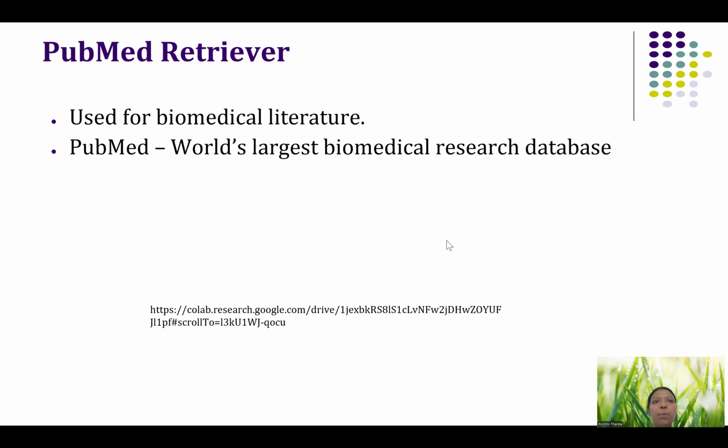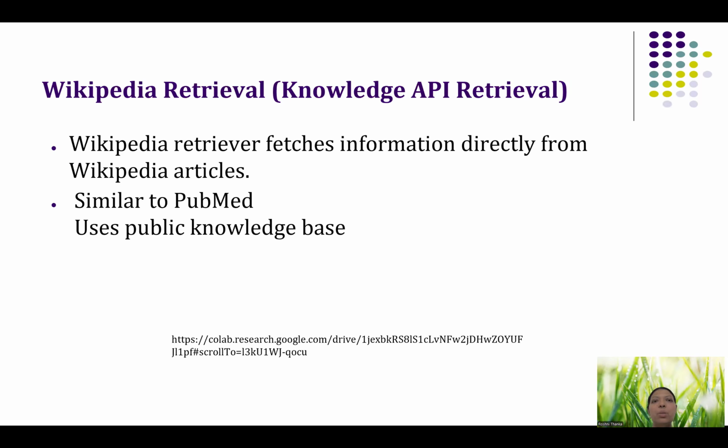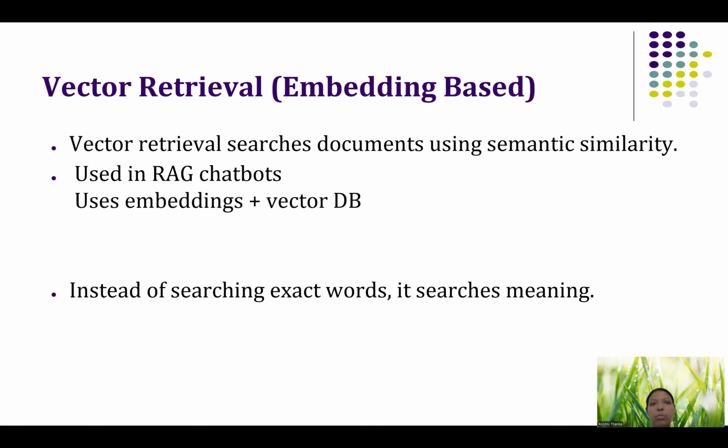And the next one is the Wikipedia retriever. We know that Wikipedia is a knowledge base. We can get particular information, any kind of data or details from it. So the Wikipedia retriever will fetch information directly from that particular Wikipedia article. It's similar to PubMed. Just as we use the PubMed retriever to get information related to medical literature, here also we can use this public knowledge base to get relevant information.